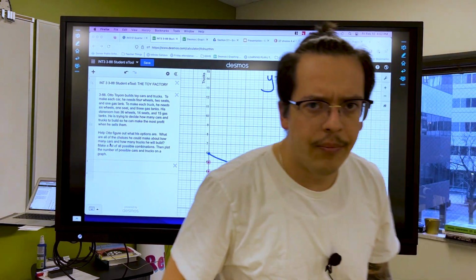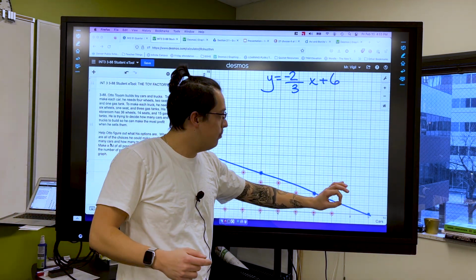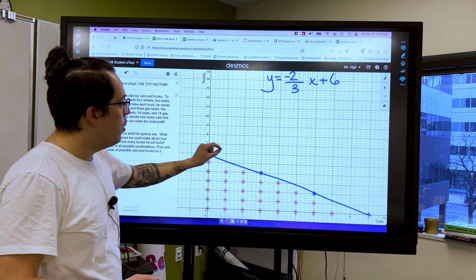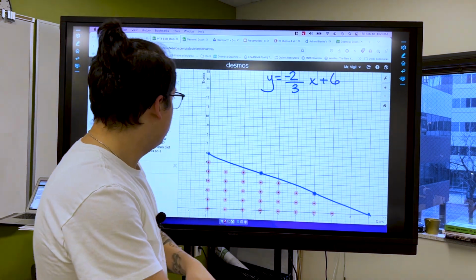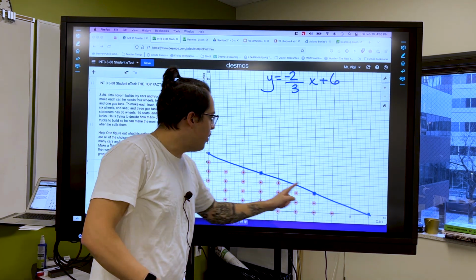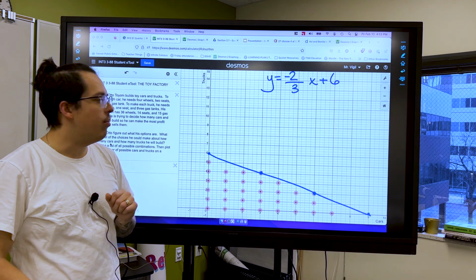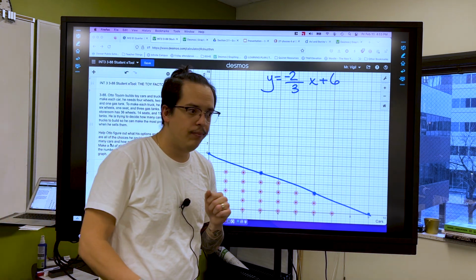So what are you going to do? You're going to find your graph paper that has all of your dots on it, and you're going to use your slope and your y-intercept to plot these points. And you'll connect those points with a line, and when you're done, you should have a line that looks just like mine does. Pause if you need to.